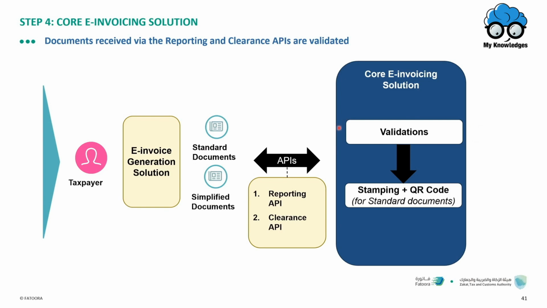The Zatka platform is going to do the validation and confirm back to you the submission of your invoice. And in the case of a standard document, as we have mentioned previously, Zatka is going to stamp this invoice for you and then generate a QR code for you to be printed on the invoice.